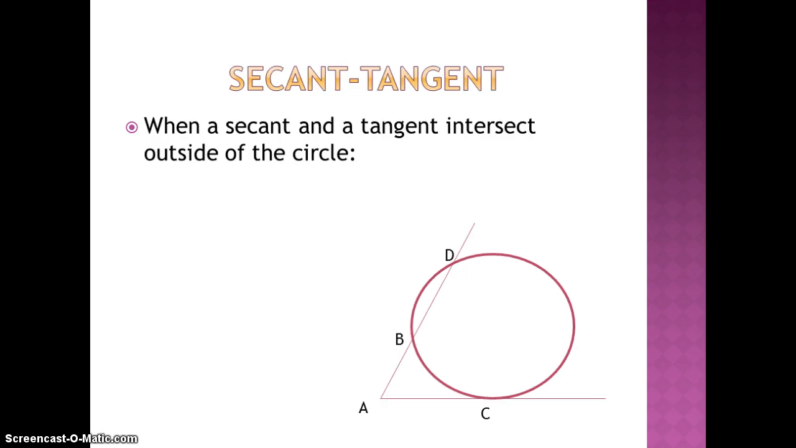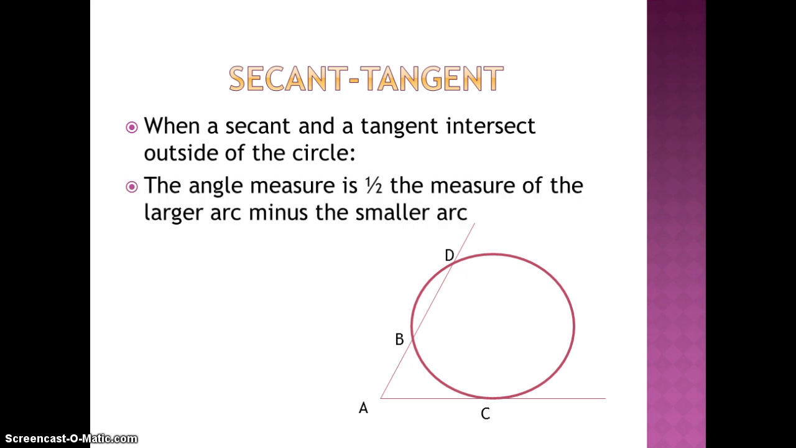Secant tangent. When a secant and a tangent intersect outside of the circle, the angle measure is 1/2 the measure of the larger arc minus the smaller arc. The measure of angle A equals 1/2 the measure of arc DC minus the measure of arc BC.